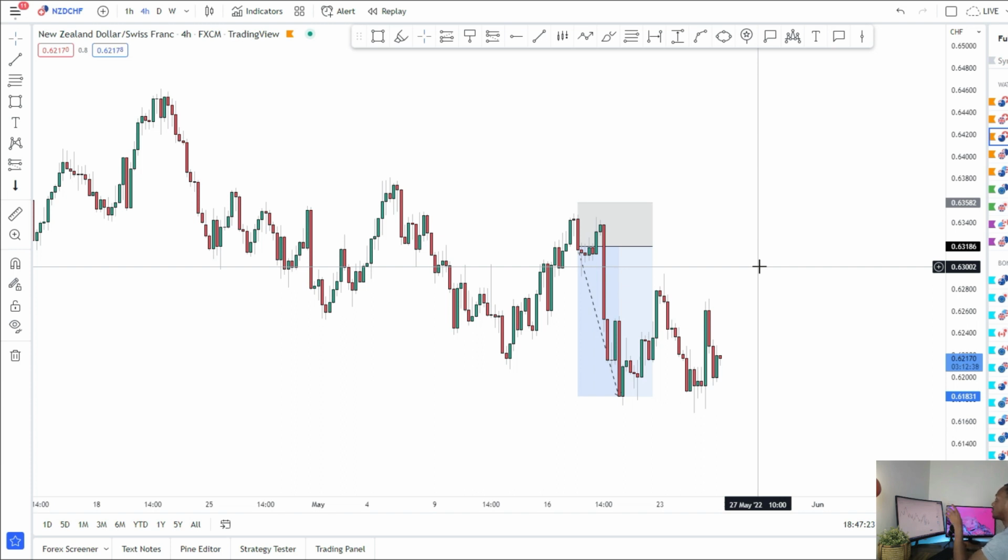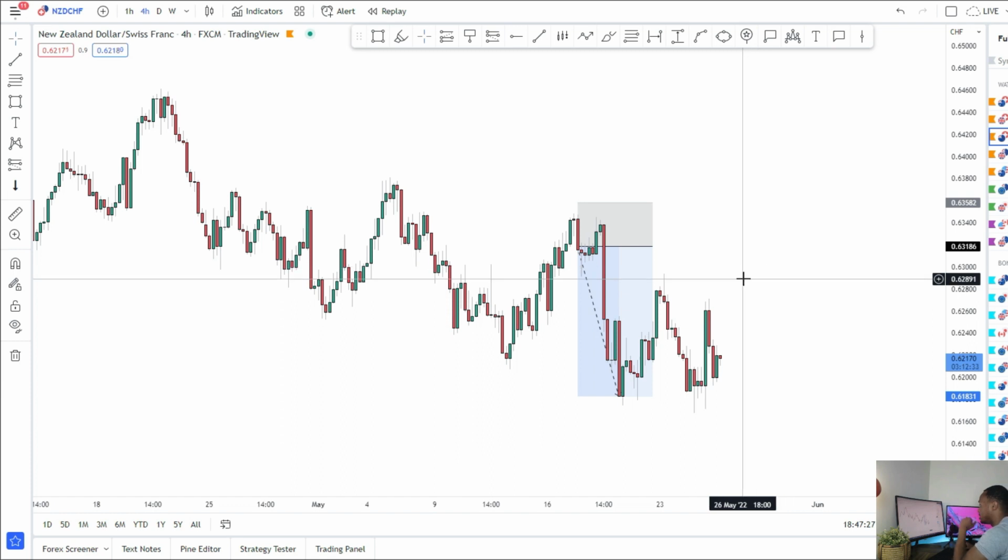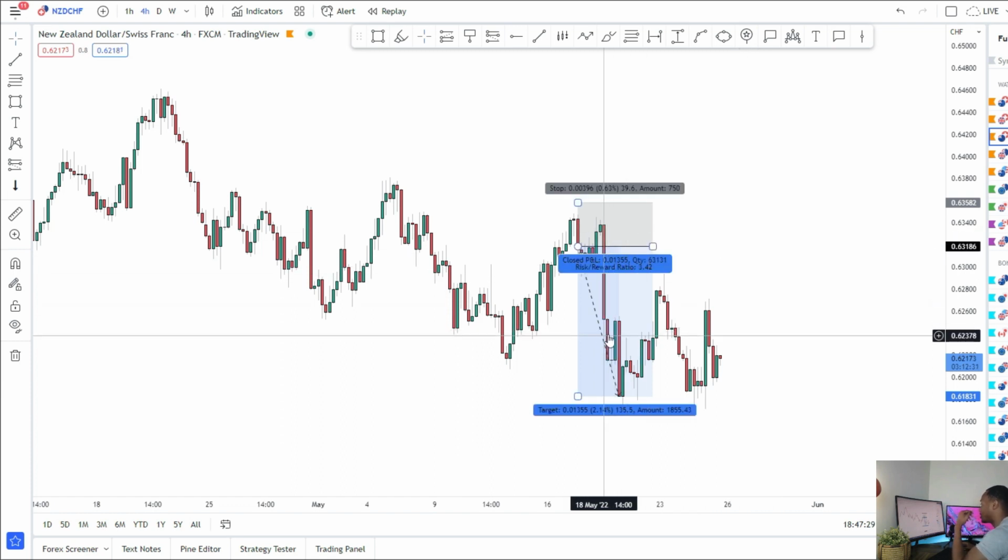But as you can see, got the risk to reward tool up. This is in the 4H time frame. I did enter on the hourly. We'll get to that in a second. But as you can see, this is a trade, 135 pips there, really nice move.